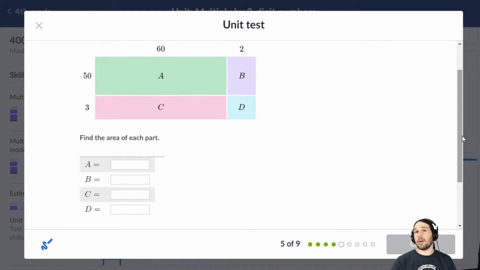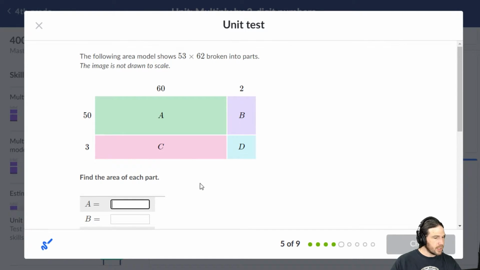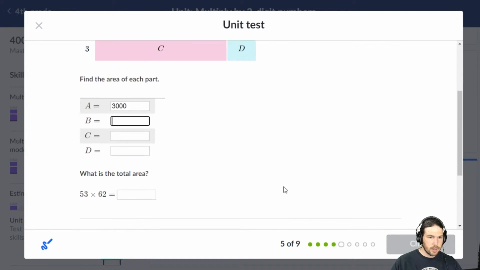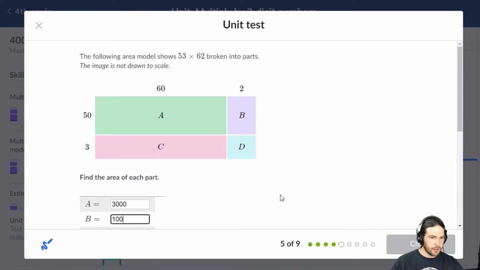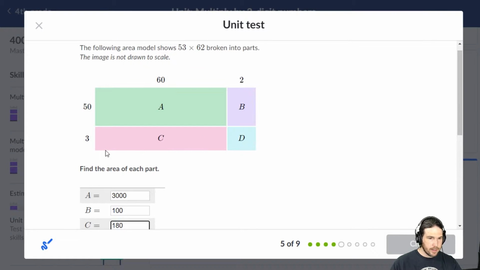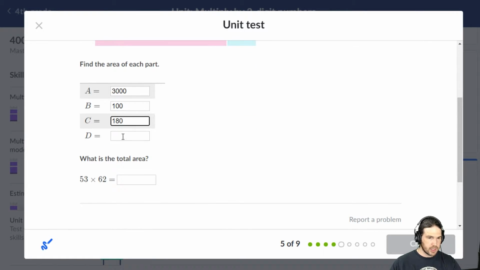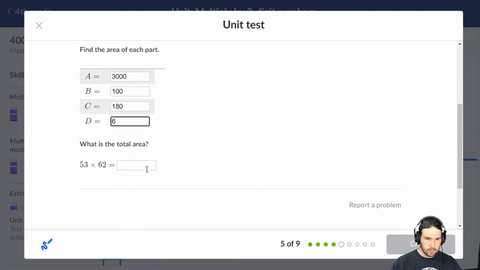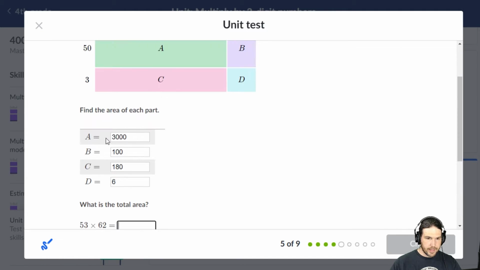Find the area of each part and the total. Well, 60 times 50 is 3,000. 50 times 2 is 100. 3 times 60 is 180. And 3 times 2 is 6. So that is 3,286.